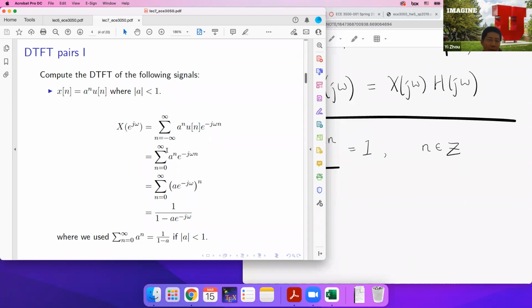Now this is a summation of an infinite series, a geometrically diminishing infinite series. We can rearrange the terms so it is clearer in this form. It's an infinite summation over n of a times e to the power of negative j omega, which is a certain complex number, to the power of n.